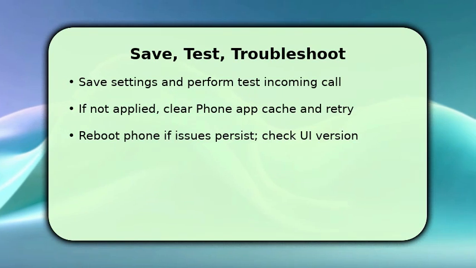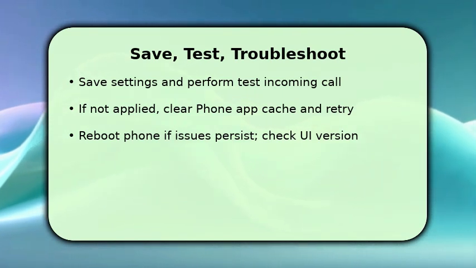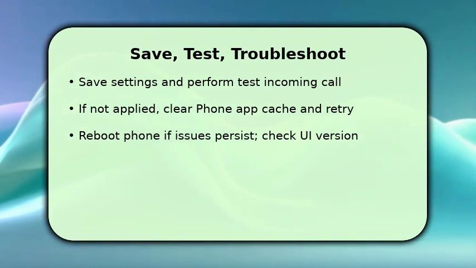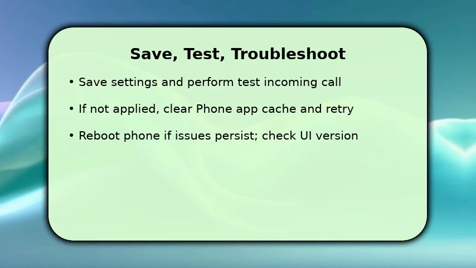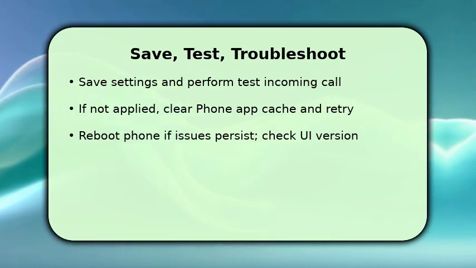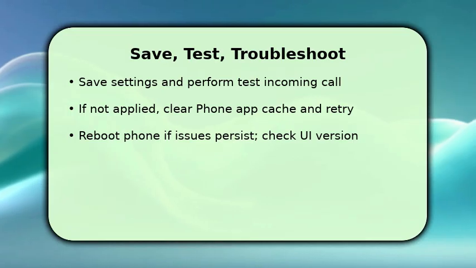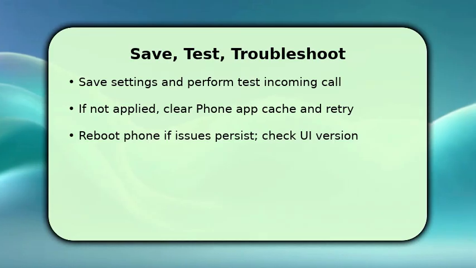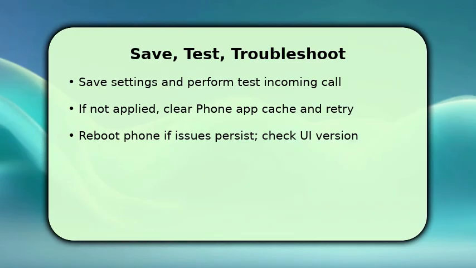Finish by saving your changes and performing a quick test incoming call to confirm the new screen appears. If it doesn't apply, make sure caller ID permissions are granted, then clear the phone app cache and reopen settings. Permissions or cached data often block updates. Once you've retried, reboot the device to finalize system-level changes.